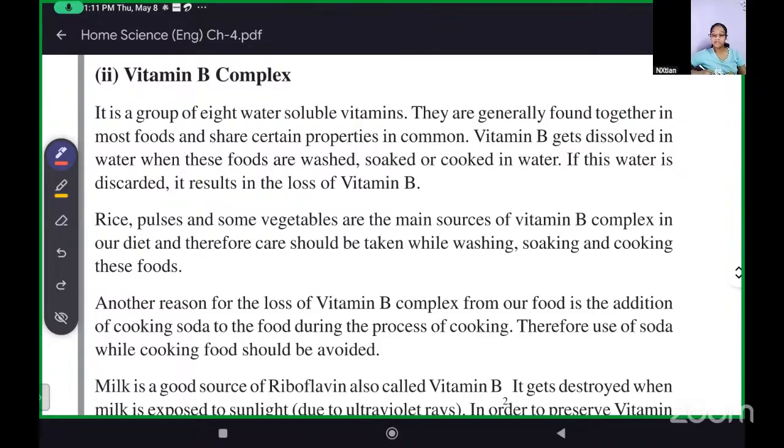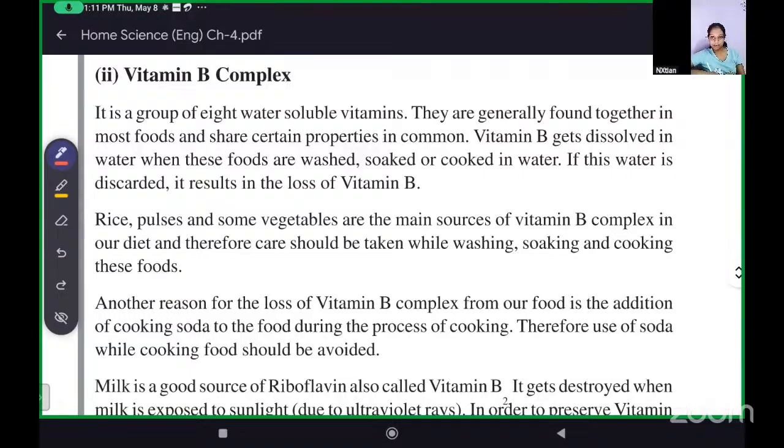Okay, so when we soak some vegetables or fruits in water, because vitamin B is a vitamin that is water soluble, it gets dissolved in water. Okay, that water that is used in washing or soaking or in cooking, it gets dissolved in that water. If this water is discarded, then the vitamin B that is dissolved in this water also goes out.